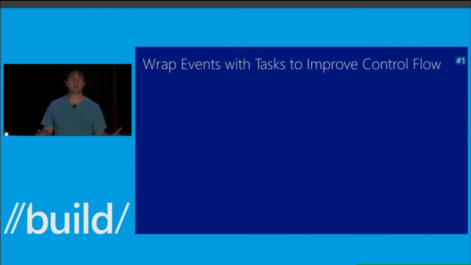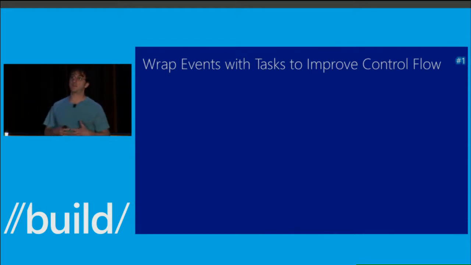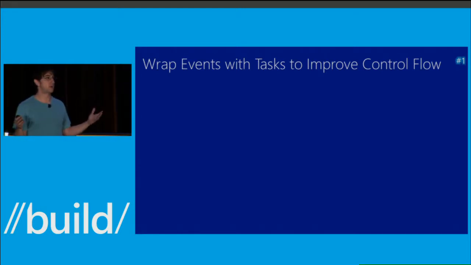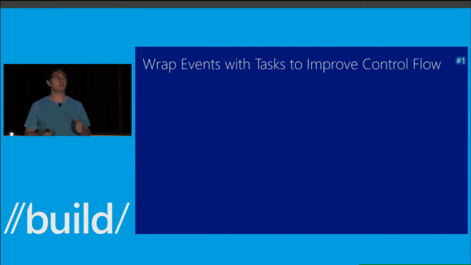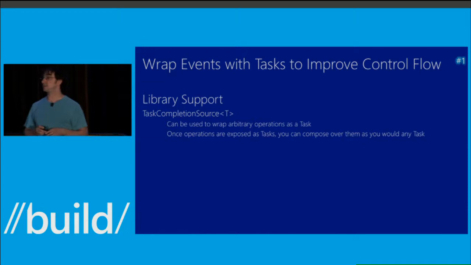Now, that's great when the library provides a task-based API, and one of the great things we've seen over the last year is just the breadth of APIs that have started to be exposed, not only from the BCL, but from third-party libraries and libraries around Microsoft and libraries that all of you build that expose tasks. But there are still many APIs that aren't exposed as tasks for whatever reason. So one of the key aspects of the .NET Framework, and something that's been in .NET since .NET 4, is a type called TaskCompletionSource.